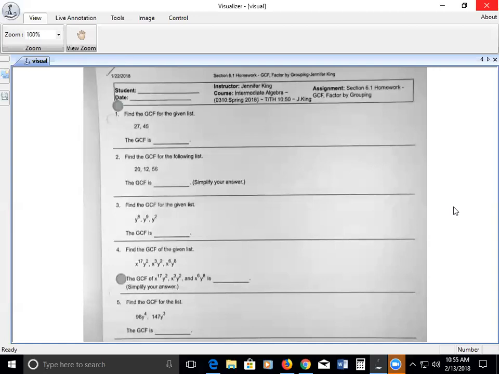So let's look at number 1. Number 1 says, find the GCF for the given list: the greatest common factor between 27 and 45. We have to understand that factors, by definition, are values that are being multiplied together to produce a product. So we need values that multiply together to give us 27 and values that multiply together to give us 45. And then of those values, which one do both of those constants have in common?